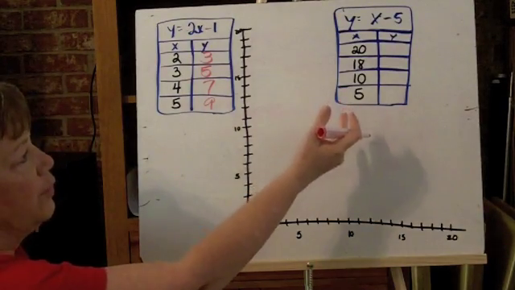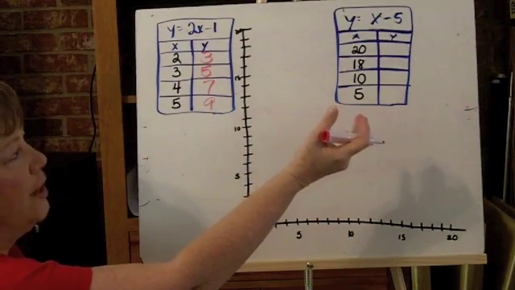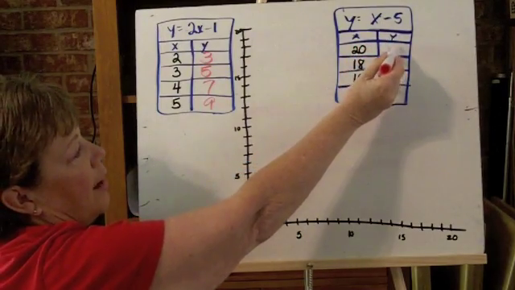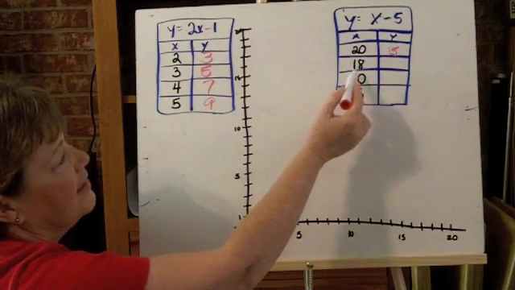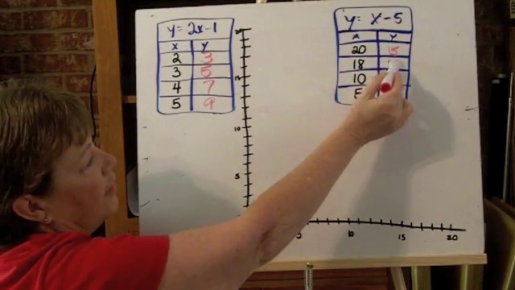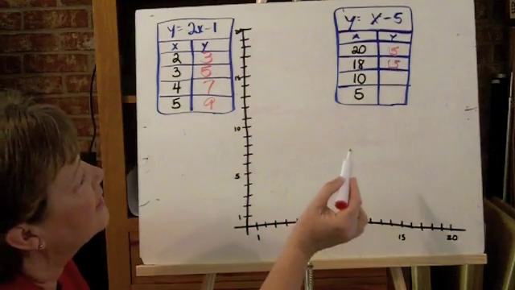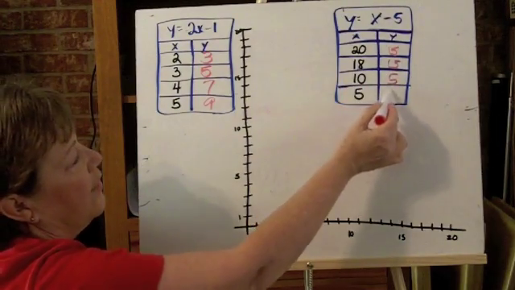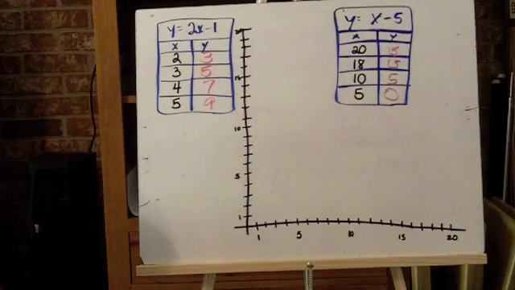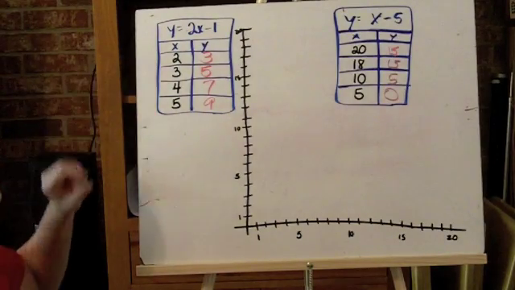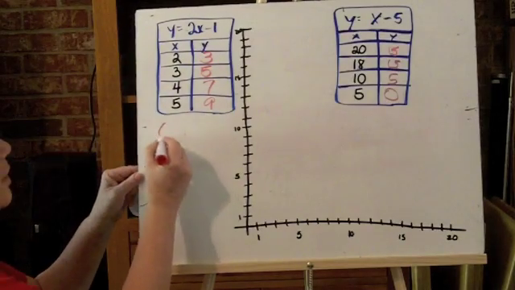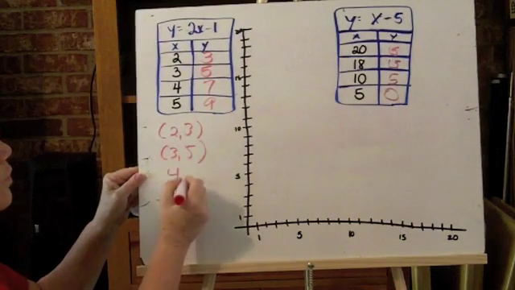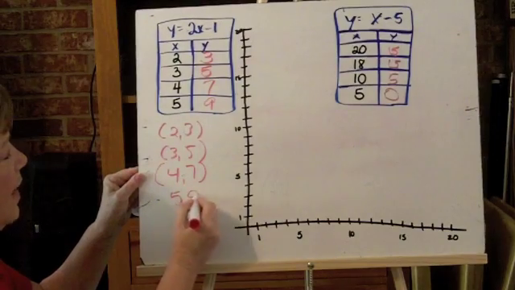And I want to go ahead and do this other one. You could have any kind of equation up there. If X is 20, you take away 5, my Y becomes 15. If X is 18, take away 5, 13. If X is 10, take away 5, it's 5. X is 5, take away 5, it's 0. Now once we have this, these become my ordered pairs: (2, 3), (3, 5), (4, 7), (5, 9).